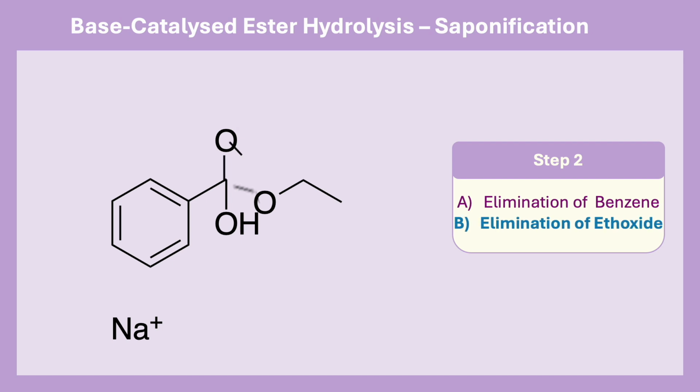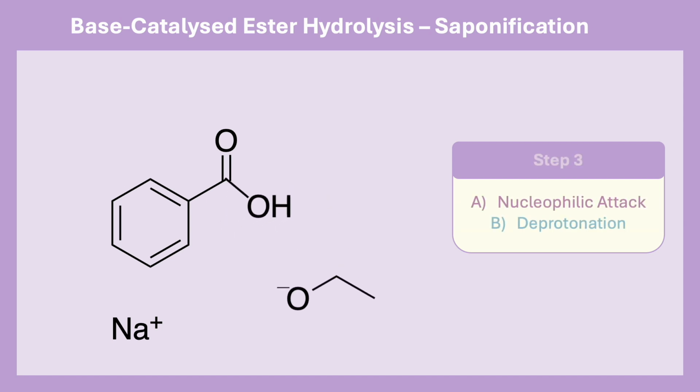The elimination of ethoxide forms an ion with a negative charge on the oxygen. The negative charge can be stabilized in solution by coordination of the sodium ions. In reforming the double bond, the carboxylic acid is formed. This is the correct step.